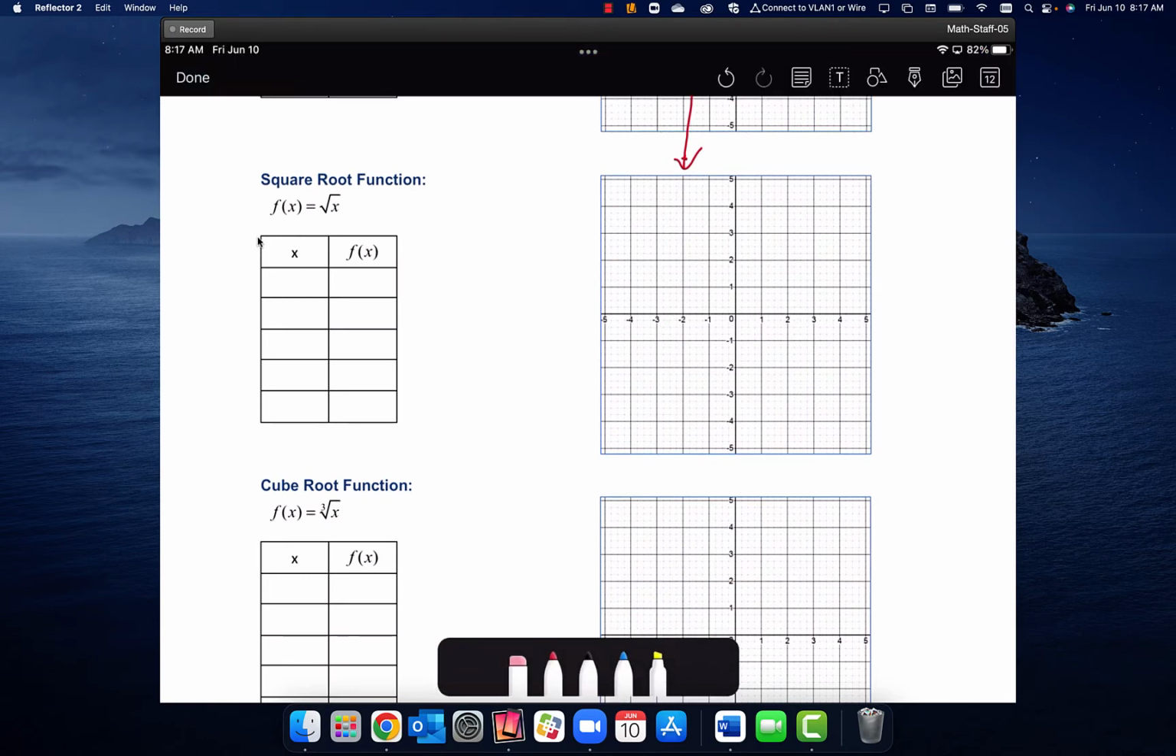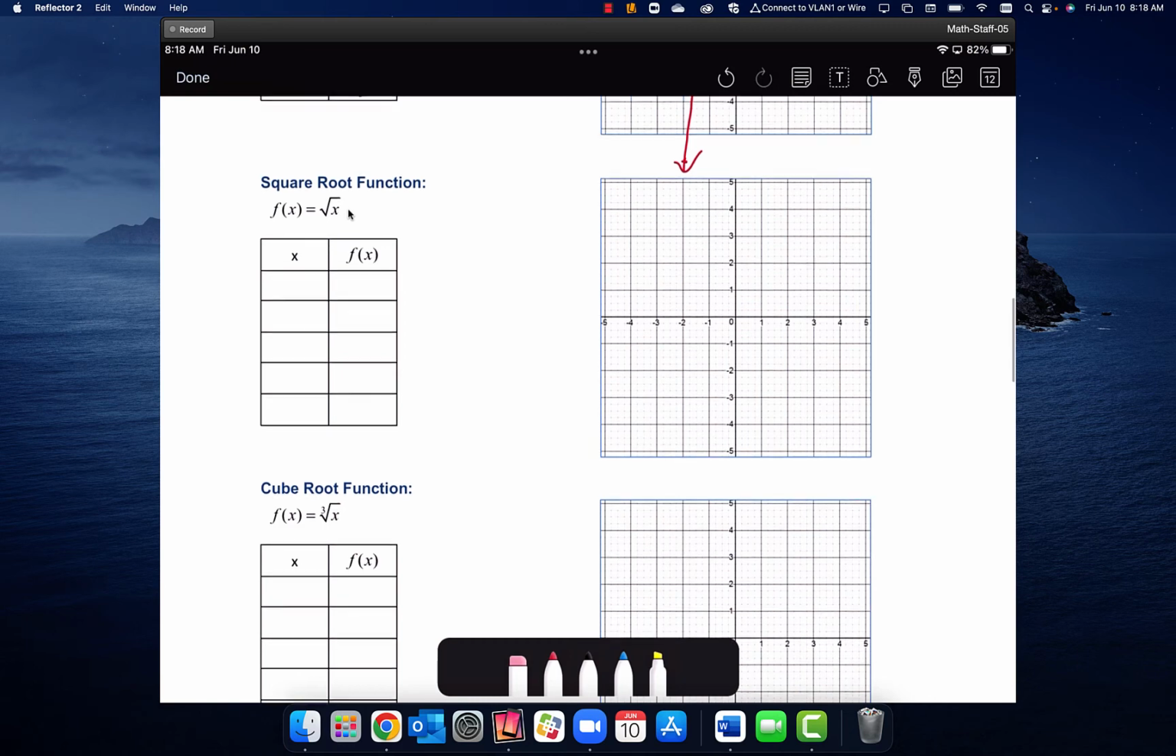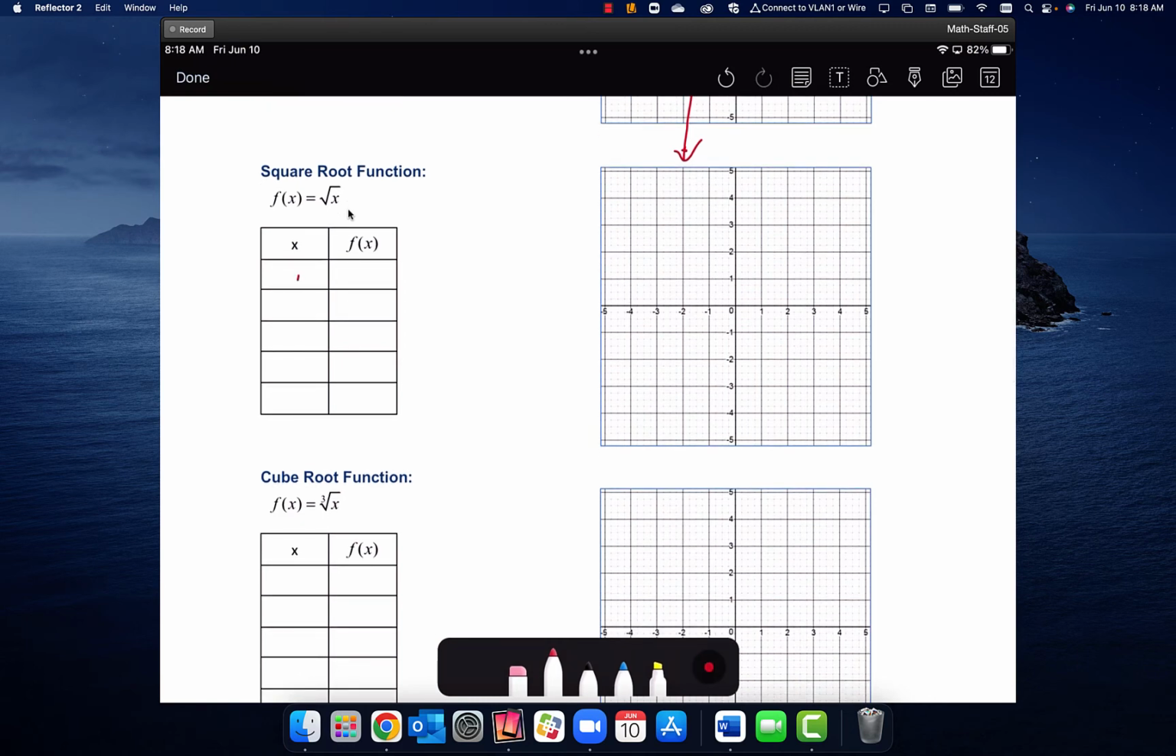Square root function. For the square root function, we're going to change our domain. We're not going to use negative values because you can't take the square root of a negative number without getting imaginary. We want to keep it on the real axis. So we'll choose some starting values that make sense and are easy to take the square root of, such as 0. It's easy to take the square root of 0.